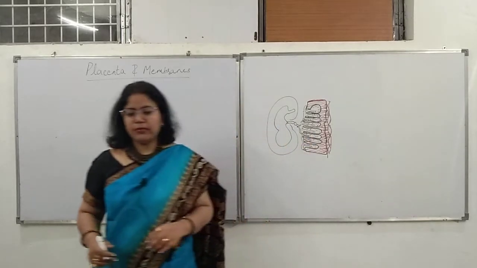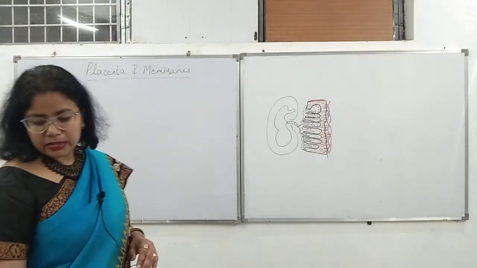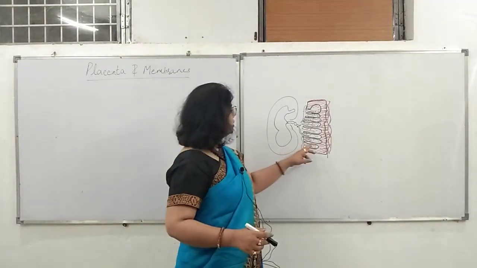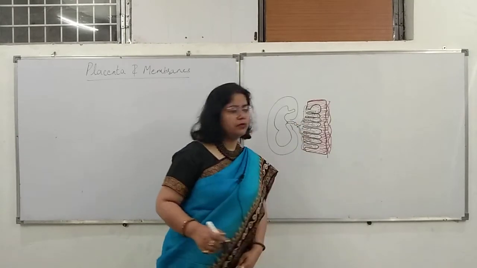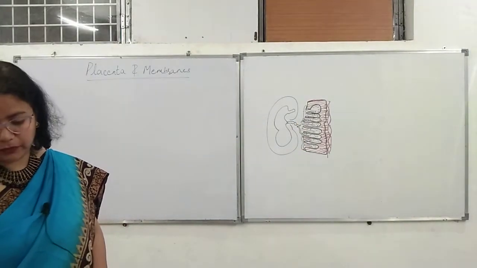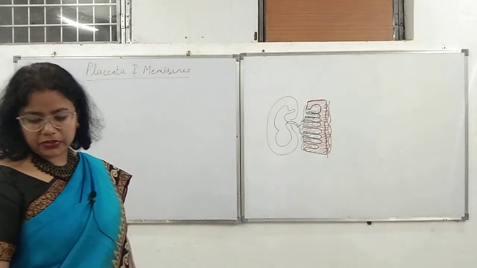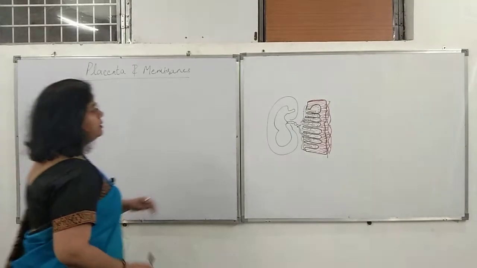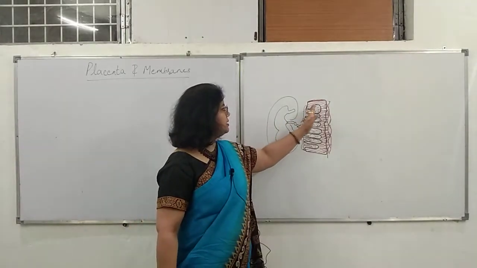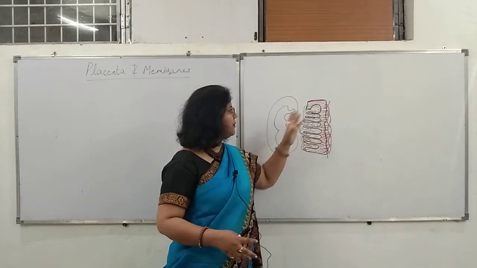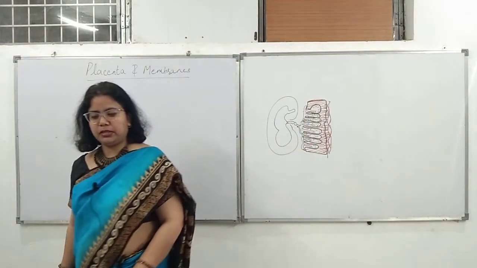So now coming to the stem villi. Each stem villus is the functional unit of placenta. Always remember, this is the functional unit of placenta, and if we sum all the distance of the capillaries, it's around 50 km in length.